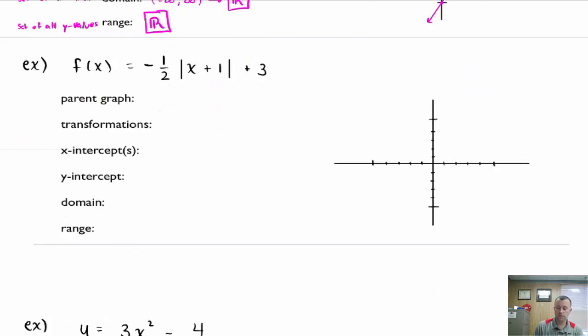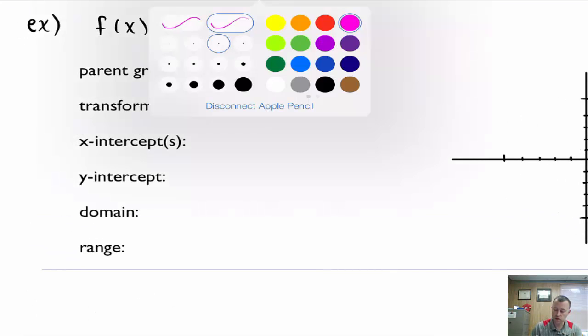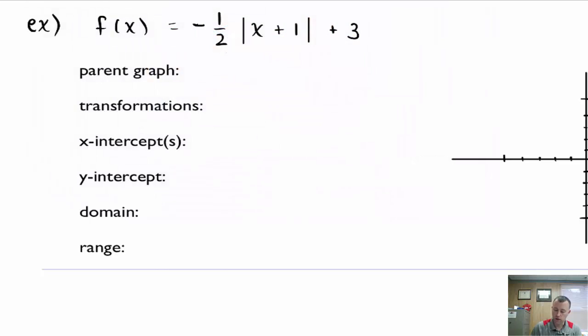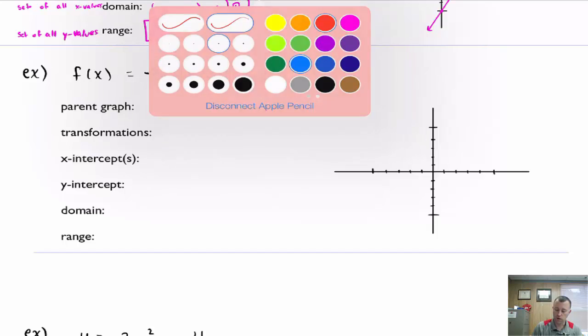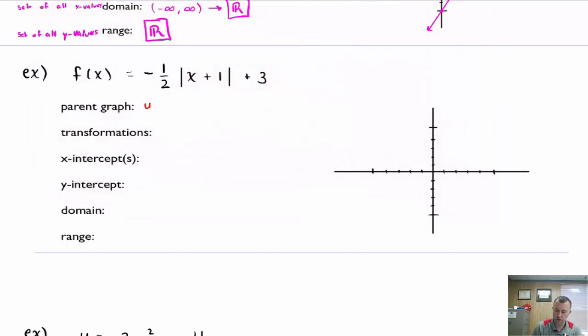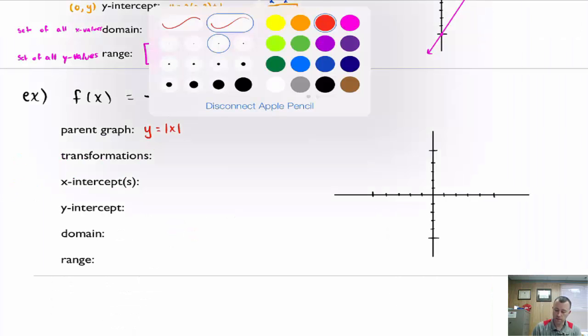All right, next up, moving on, we have our absolute value. So this one, we're going to go from left to right as well, but let me start with my parent graph. Okay, so parent graph, we're just going to write down what our original parent graph was, try to get the colors the same. So this is going to be absolute value of x. So that's your parent graph. Okay, next up we do the transformations. We just write down all the different transformations that are occurring. So I'm going to do that here.